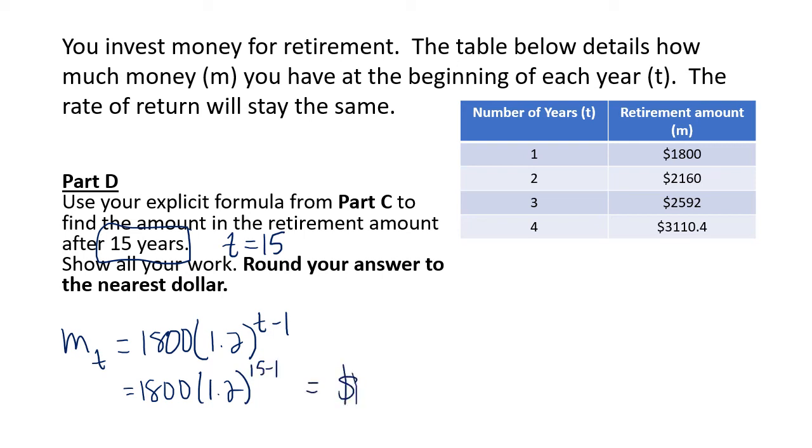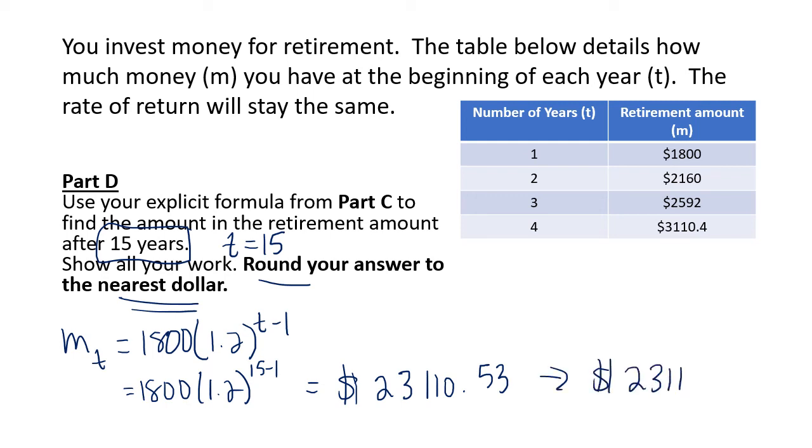So when I plug this in my calculator, I end up with $23,110.53. But it says to round your answer to the nearest dollar. So since I have 0.53, that would round up. So that would turn into $23,111. That's my answer.